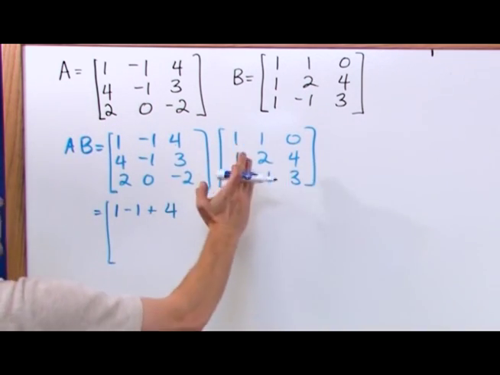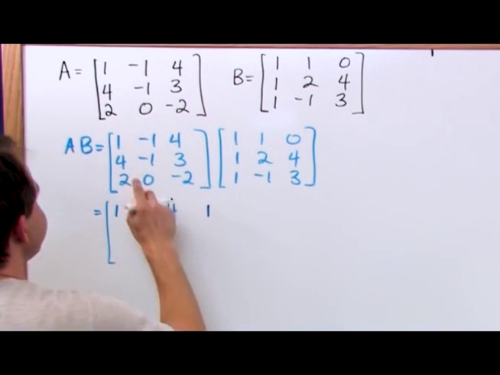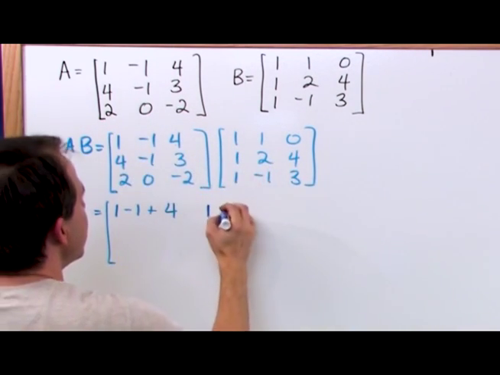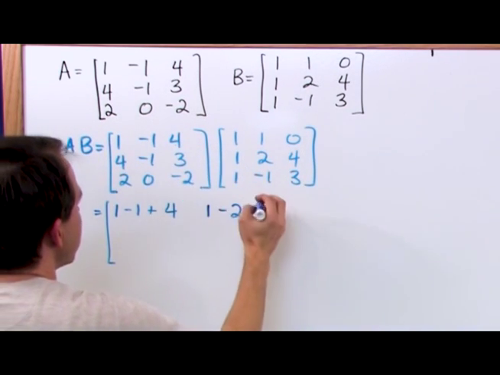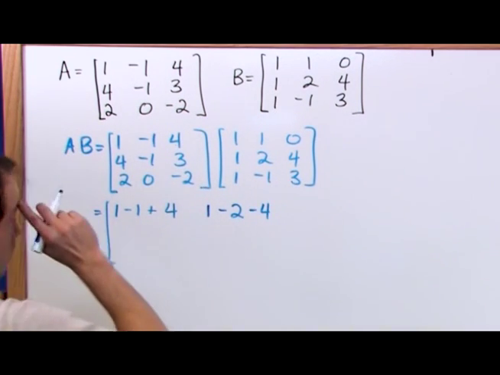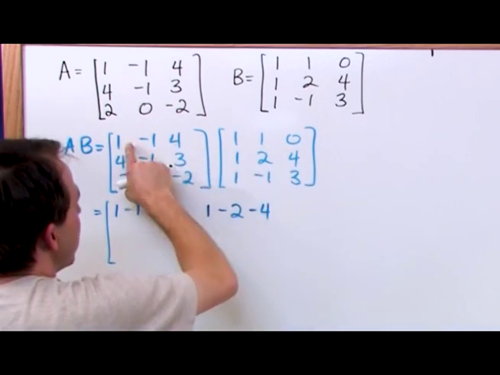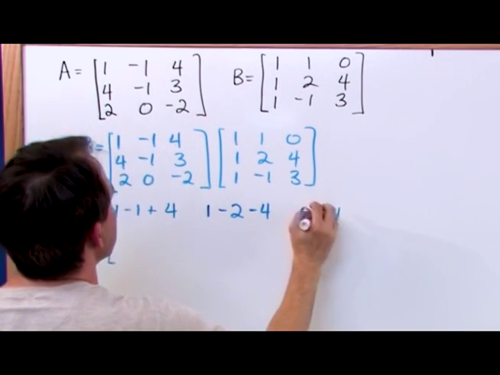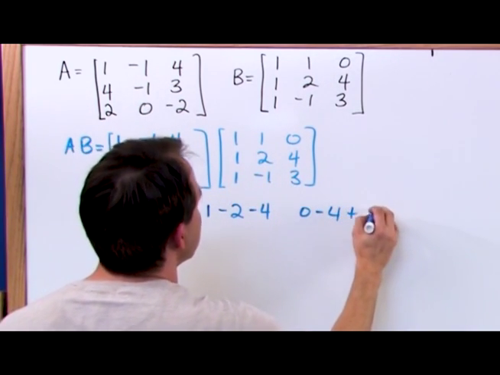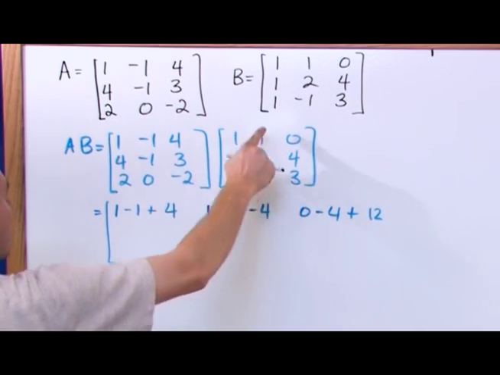So we've gone over and down. Now let's go to the next column. Over and down. 1 times 1 is 1. Over and down. Negative 1 times 2 gives me negative 2. Over and down. 4 times negative 1 gives me negative 4. Okay? And then over here, over and down. 1 times 0 gives me 0. Negative 1 times 4 gives me negative 4. 4 times 3 gives me 12. So I'm going to have 1 minus 2 minus 4, right.